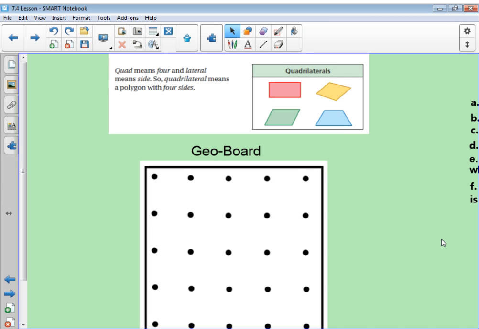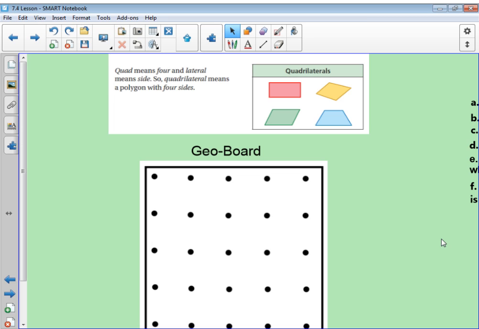Okay, in this lesson, we're going to be working with quadrilaterals. So a quadrilateral, quad means four and lateral means side. So a quadrilateral is a four-sided figure or polygon. A polygon is an enclosed figure that has straight sides. So here are some specific types of quadrilaterals that we're going to be working with.